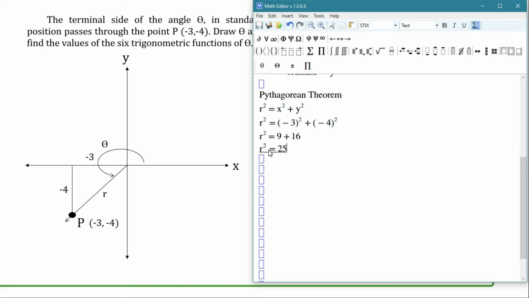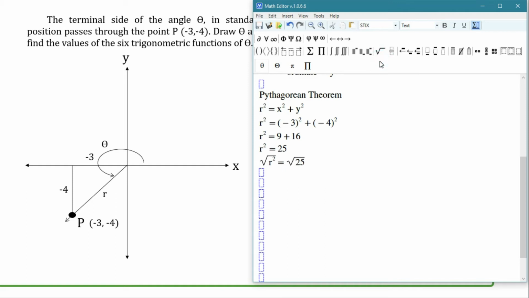But since we are just after the value of r, to eliminate the exponent here, we extract the root of both sides, making this the square root of r squared equals the square root of 25.